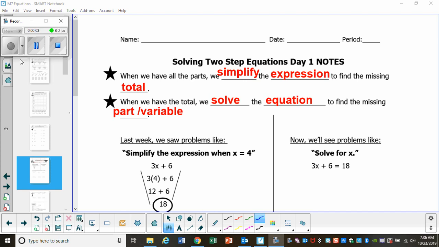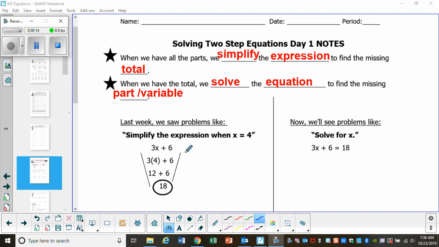Okay, so today we're going to be solving two-step equations, day one. When we have all the parts, we simplify the expression to find the missing total. And that's just like what we have been doing with order of operations. We have all the parts, so here we plug in 4 for x, and then we simplify it to find the total of 18. When we have the total, however, we solve the equation to find the missing part or variable.